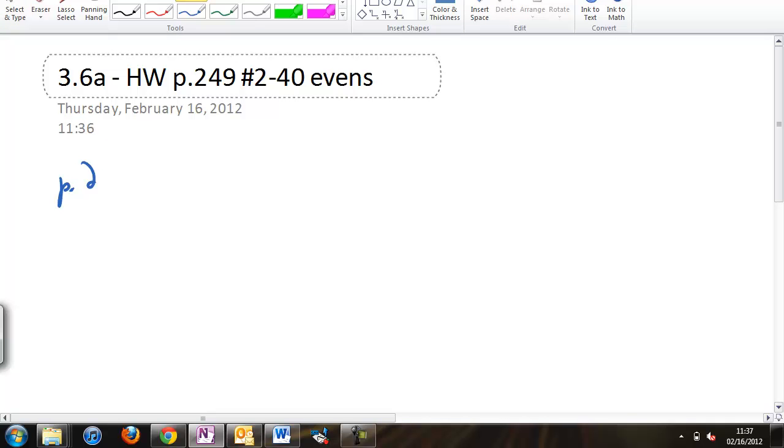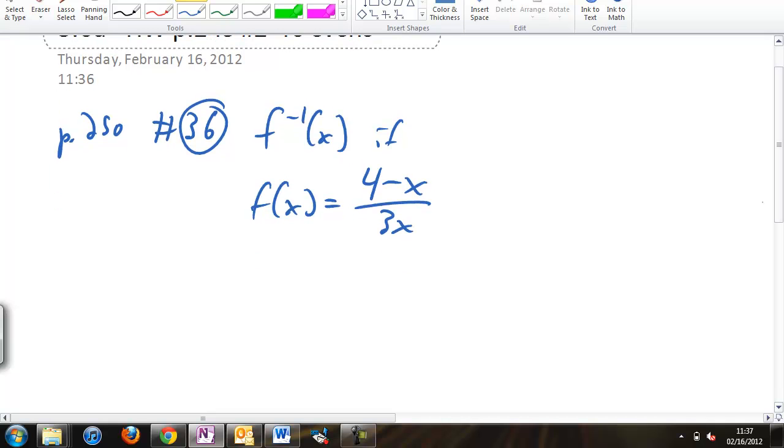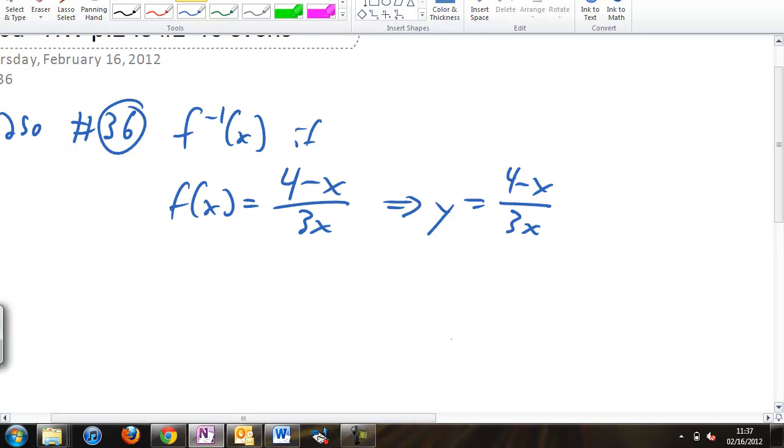This is page 250, number 36. It's asking to find the inverse function if f of x is equal to 4 minus x over 3x. We find inverse functions by replacing x and y, so if we're going to take this over and make that y is equal to 4 minus x over 3x, then we want to switch x and y.